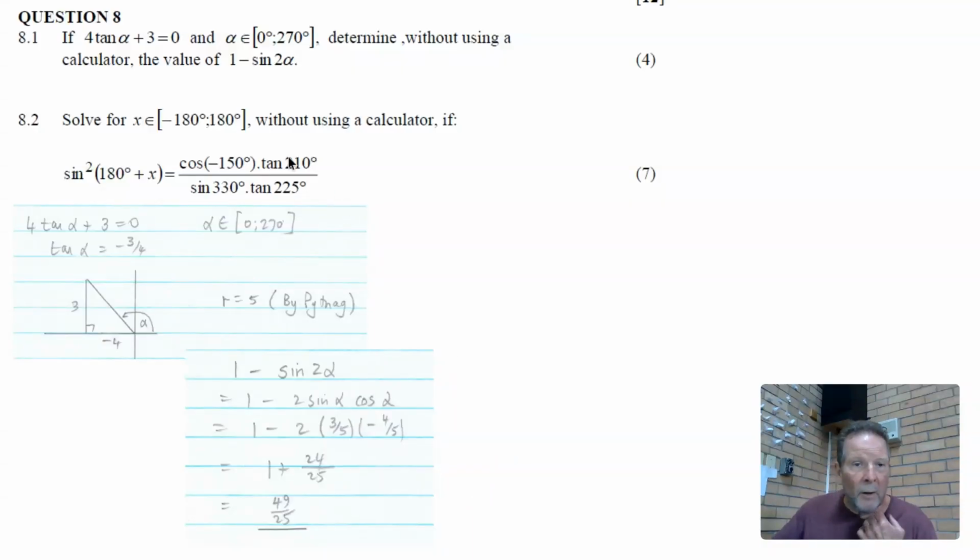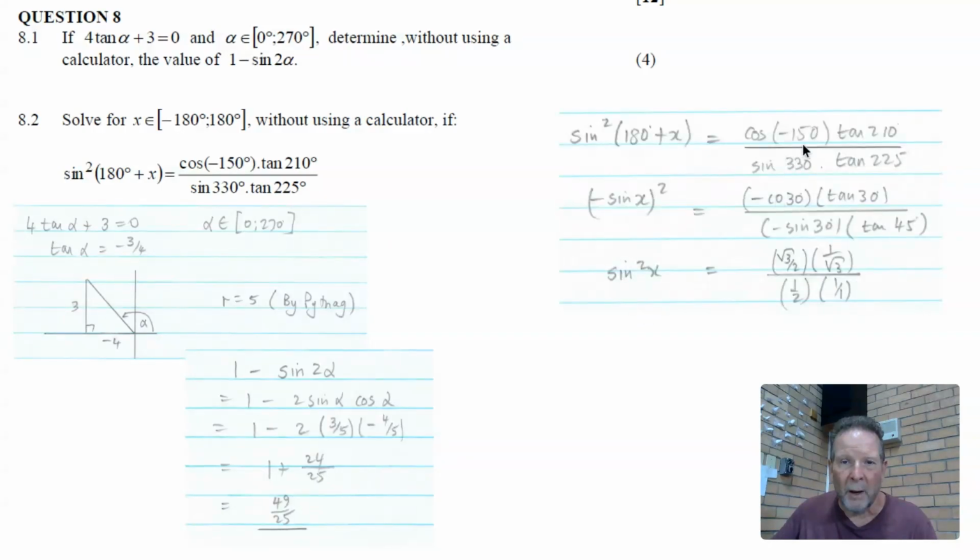Next question. Solve for x in between minus 180 and 180 without using a calculator. Okay, let's see here. Well, I think we can turn this whole thing into the right. It's just a reduction problem. So this is minus 150. We go through each piece here.